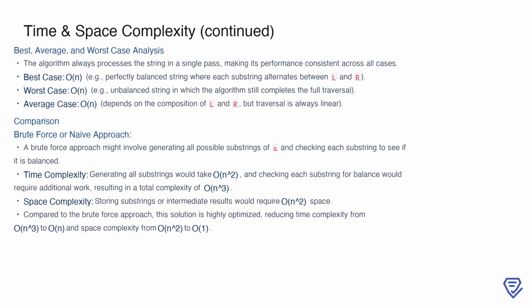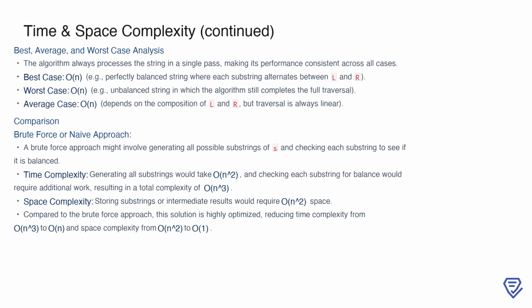The algorithm's performance remains consistent across all cases because it always processes the input string in a single pass. In the best-case scenario, such as when the string is perfectly balanced with alternating L and R characters, the algorithm still requires O(n) time to traverse the string. Similarly, in the worst-case scenario, even if the string is heavily unbalanced, the algorithm continues to perform a full traversal, resulting in the same O(n) time complexity. On average, the algorithm behaves the same way, as the linear traversal of the string is always necessary regardless of its composition.